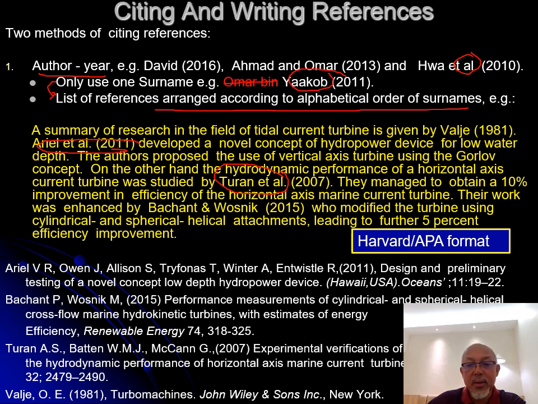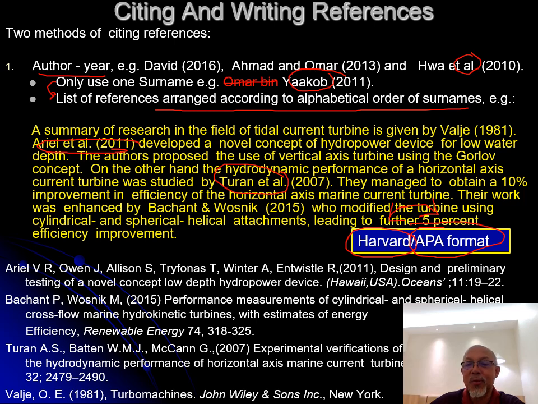And then this type is normally what people use: author year. Examples of the author year format are Harvard or APA. If you search for Harvard format, you will see how to write the author year way of citation, and APA also gives a similar author year way. There are slight differences between Harvard and APA. You have to be aware of that.